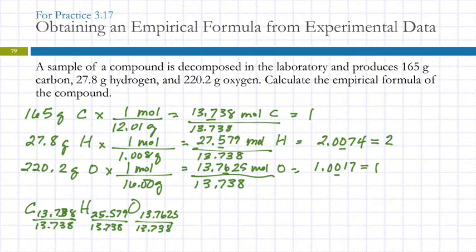Now those are my subscripts in my formula. So the carbon has a subscript of 1, which I don't write. The H has a subscript of 2, the O has a subscript of 1, and there is my empirical formula. Any questions?